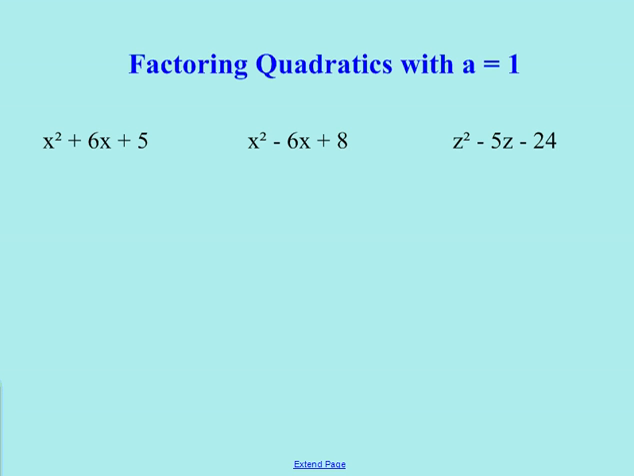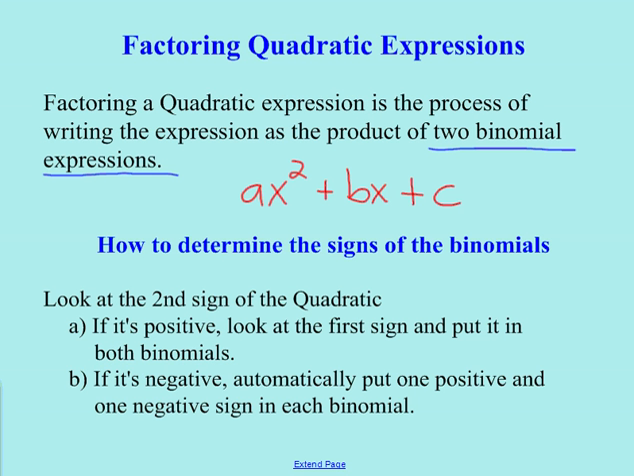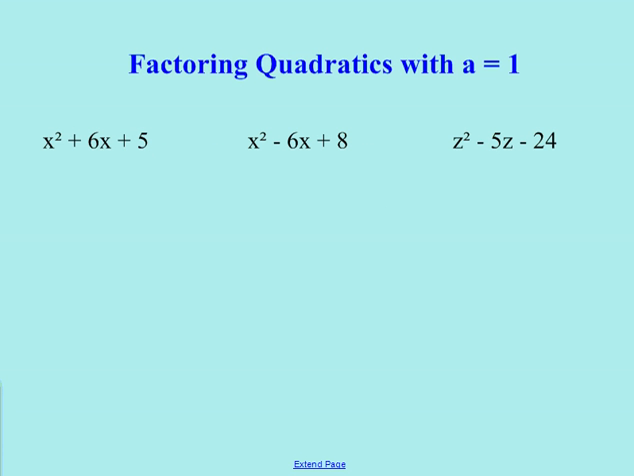On this page, we have 3 examples where we're factoring quadratics with a equaling 1, a being the coefficient of the squared term. So you'll see that here in our first example, it's 1x squared plus 6x plus 5. In our second example, it's 1x squared minus 6x plus 8. And in our third example, it's 1z squared minus 5z minus 24. So these are generally easier quadratics to factor. So let's go ahead and do this.